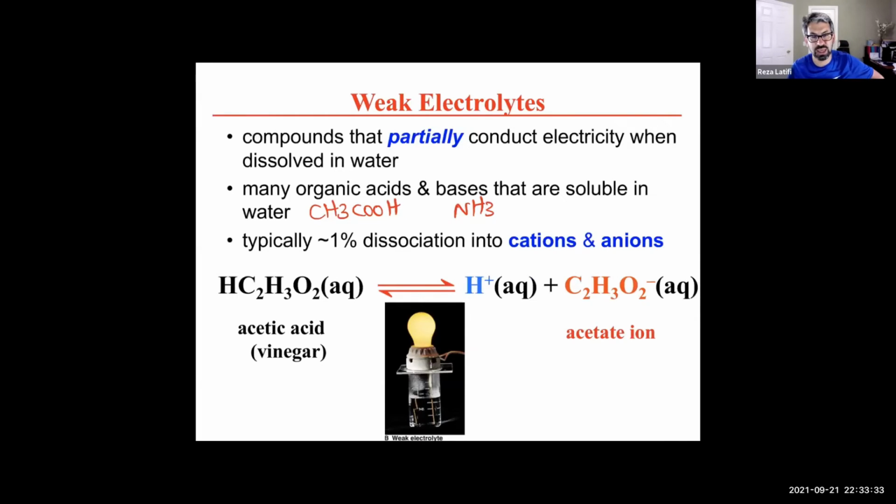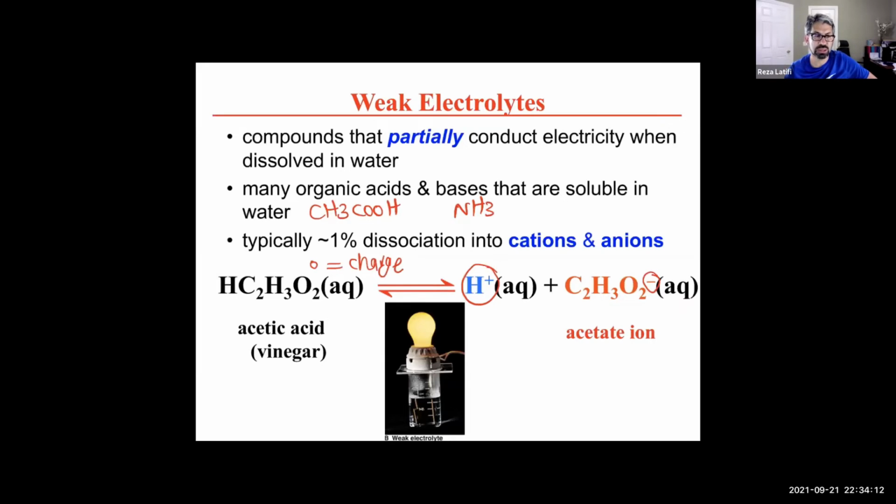For example, check this. Acetic acid, when you dissolve it, you get H plus, good. It can conduct electricity for you. Acetate with negative charge, that's another good thing. But the starting compound has a charge equal to 0. That means it's neutral, and because it's neutral, it's not going to conduct electricity for you. Any compound with 0 charge is not going to conduct electricity for you.